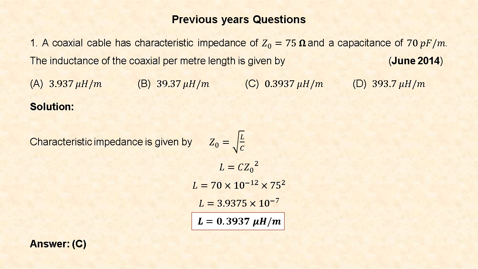We know that the formula for characteristic impedance is given by Z0 is equal to square root of L by C. Here we are considering a lossless line. So inductance will be equal to capacitance into square of characteristic impedance Z0. Substituting the values of capacitance and characteristic impedance as 70 picofarad and 75 ohm, we have the inductance as 0.3937 microhenry per meter. That is option C is correct.